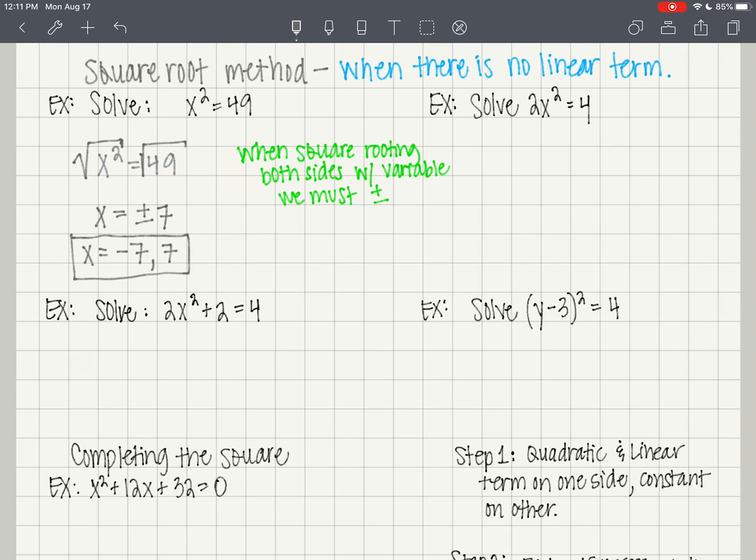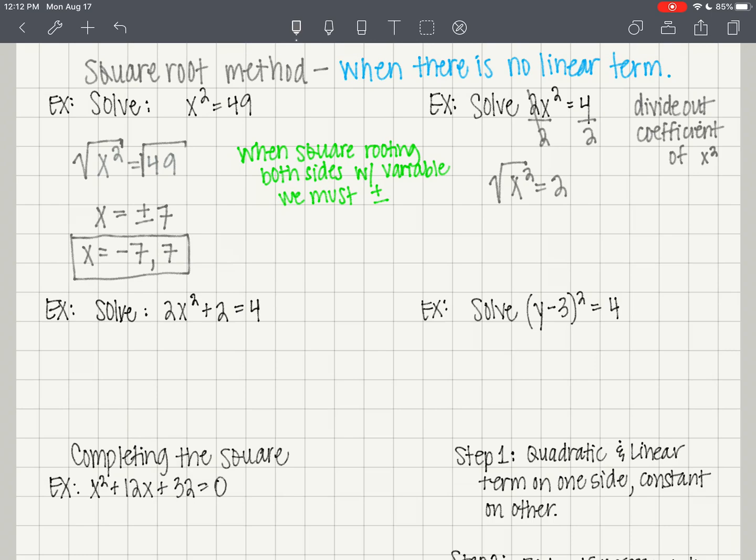Okay, the next example, 2x squared equals 4. What I like about this problem is that x squared has a coefficient. So you're going to divide out the coefficient of x squared. So I'm going to take both sides and divide by 2. That's going to leave me with x squared equals 2.